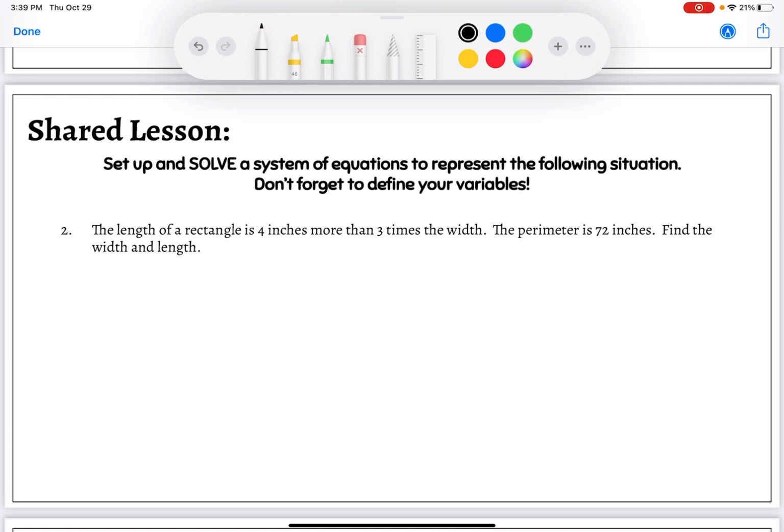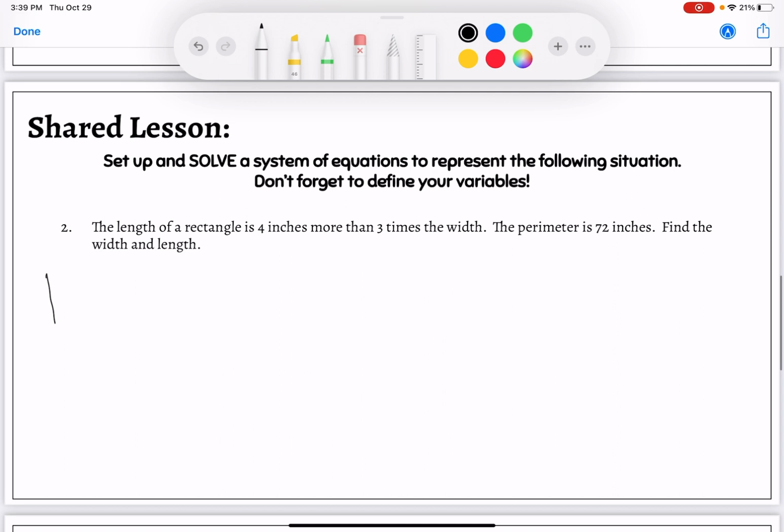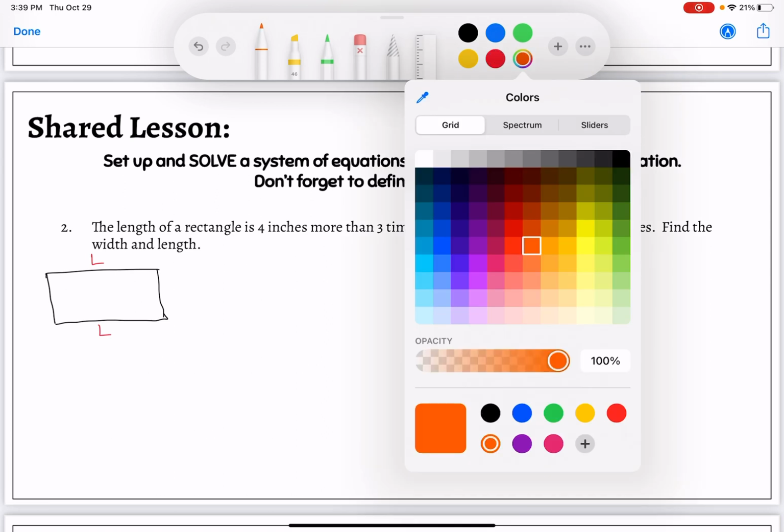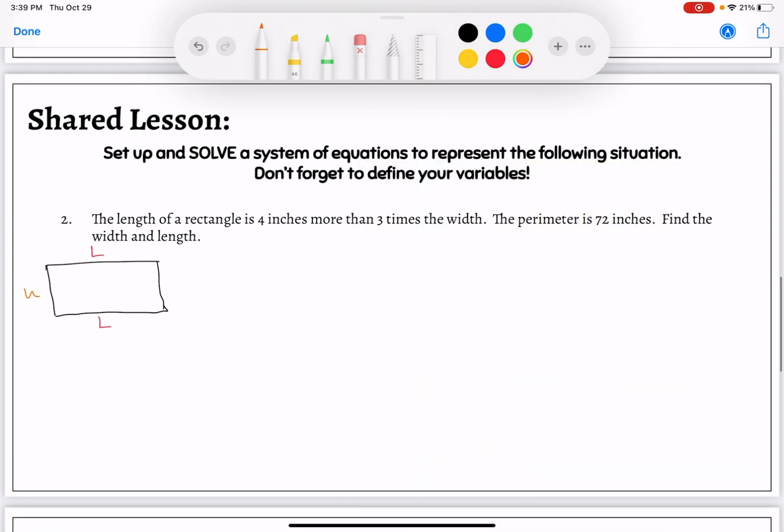So we did set up one just like this on that first day. Again, we talked about how sometimes drawing the picture helps your brain recognize what's going on. If we label our picture with our variables, that is good enough for defining them. So I'm going to say length is going to be L, and I have two lengths in my picture. Width is going to be W, and I have two widths in my picture, so I'm going to make sure that I label both of them. So L is length, W is width.